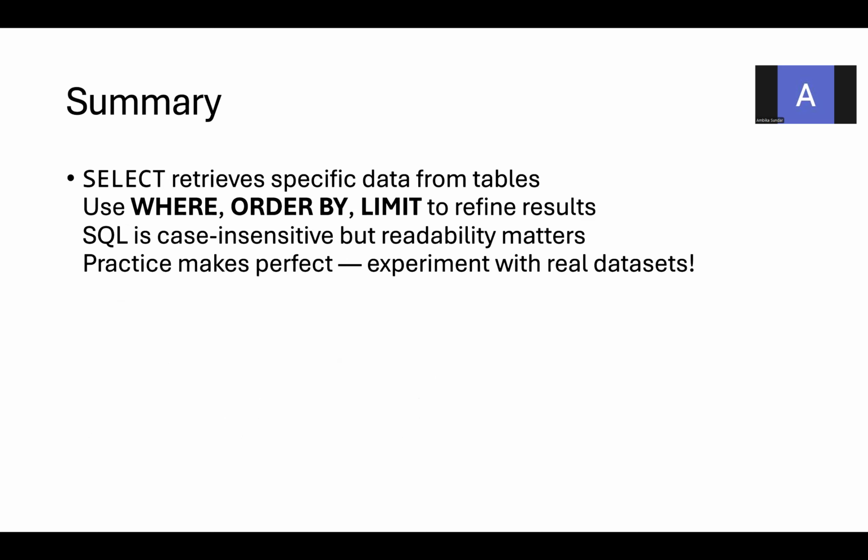Summary. SELECT retrieves specific data from tables. Why are we using the SELECT statement? It retrieves specific data from the table. It can use WHERE conditions, ORDER BY and LIMIT to refine the results. You can use the WHERE clause in the SELECT statement to filter by some condition. You can use ORDER BY in the SELECT statement to see the records in a sorted manner. You can give the LIMIT condition to see only a certain number of records from the database.